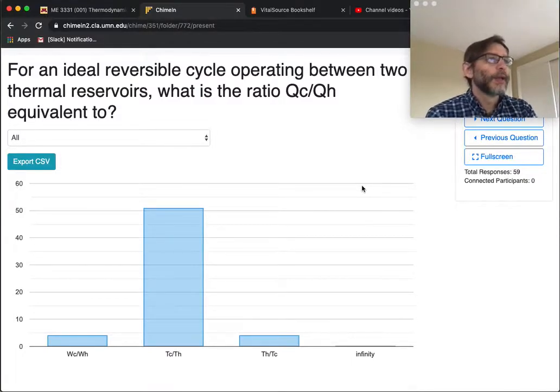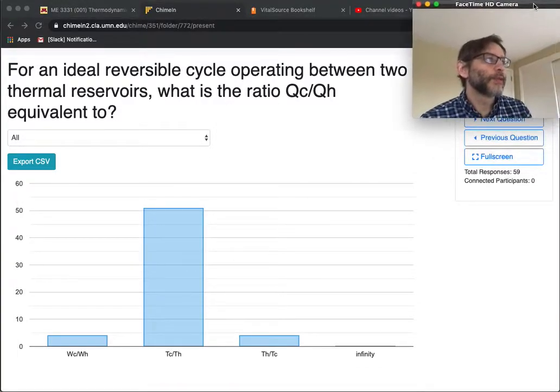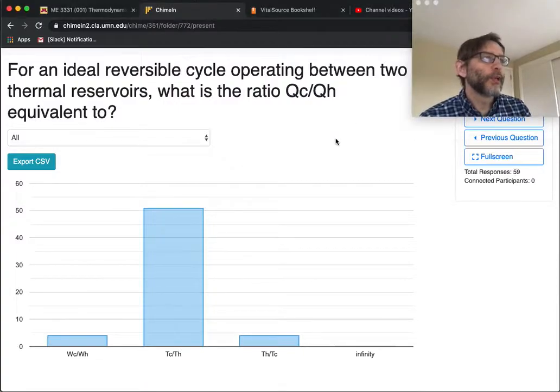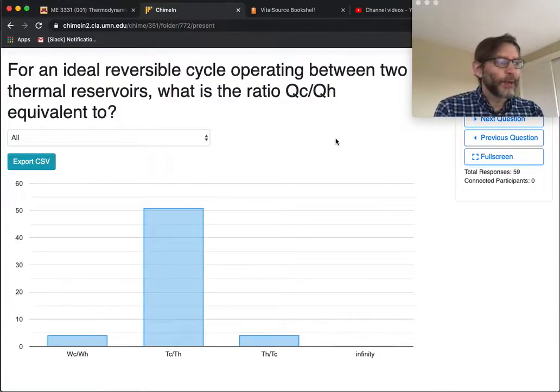For an ideal reversible cycle operating between two thermal reservoirs, what is the ratio QC to QH equivalent to? Most everybody got this right. You could look at my slides and get this pretty quickly. This is the ratio of the temperature of the cold reservoir to the temperature of the hot reservoir. It's not the opposite of that, and it's not the work ratio. The work ratio means nothing, and I'm glad that nobody chose infinity. That was just the silliest thing I could come up with. So anyways, you got it, and I think most people understood this one.